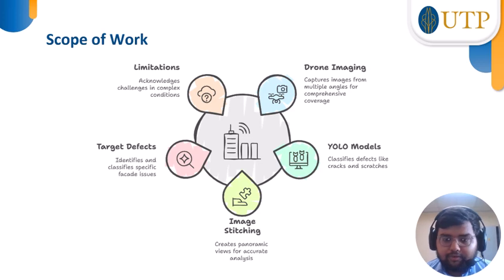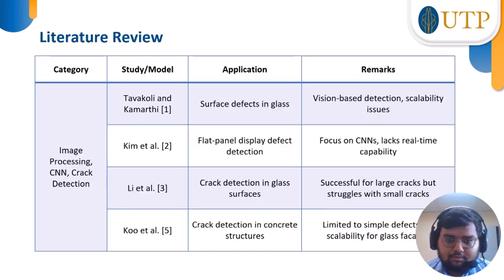Talking about the scope of our work, we're going to talk about drone imaging, YOLO models, image stitching, target defects, and limitations. With these five scopes in mind, we'll proceed with our research work.